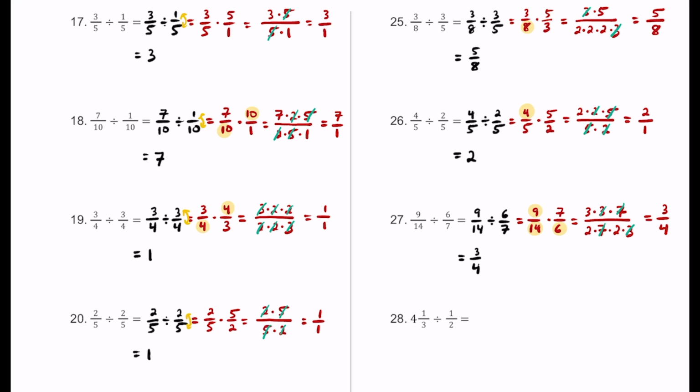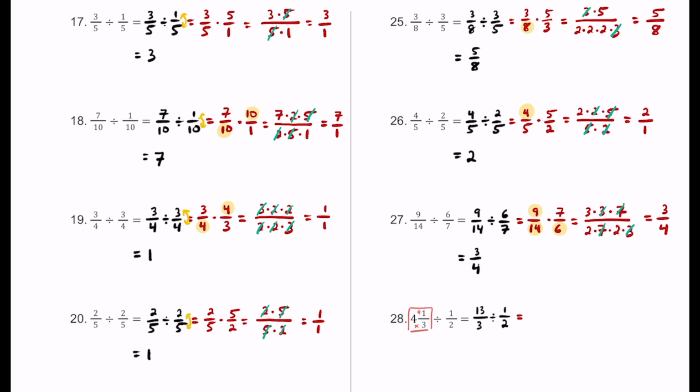Okay. For number 28, looks like we have a mixed number. So be careful with this here. Let's go ahead and take this mixed number right from the beginning, and rewrite it as an improper fraction, right? So 4 times 3 is going to be 12. 12 plus 1 is going to be 13. So this is going to be 13 over 3 divided by 1 over 2. So always take those mixed numbers and convert them right away.